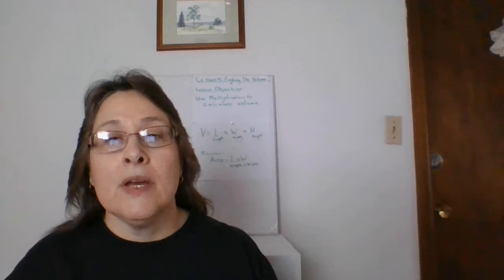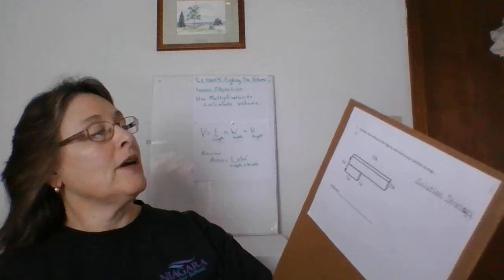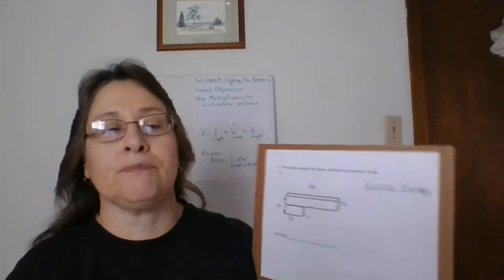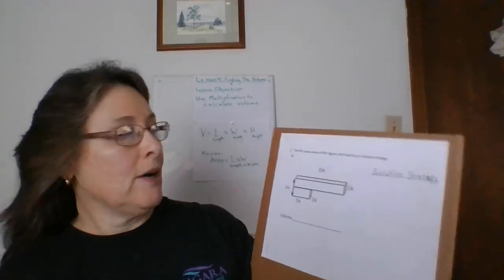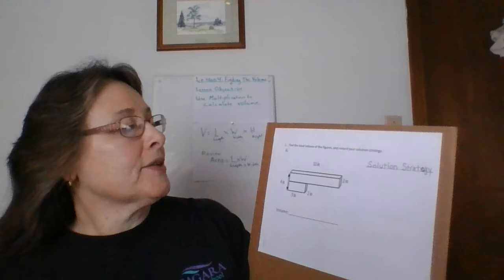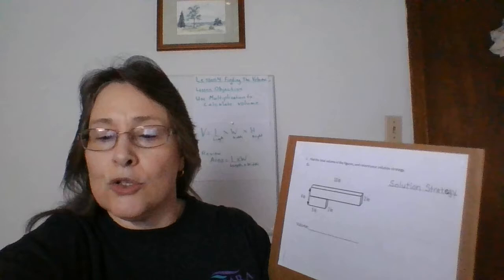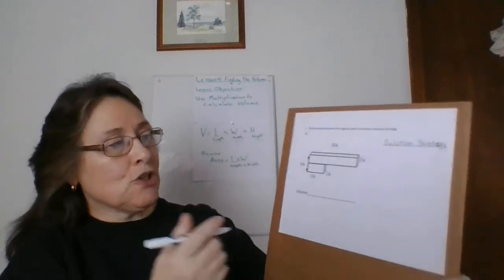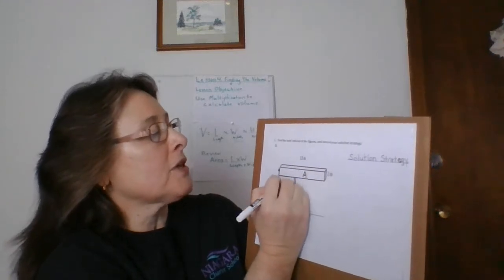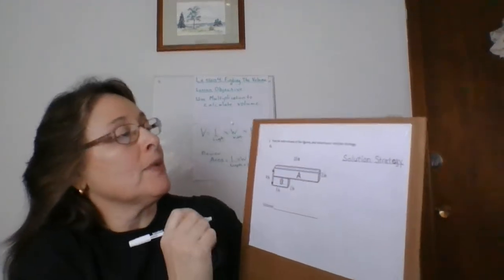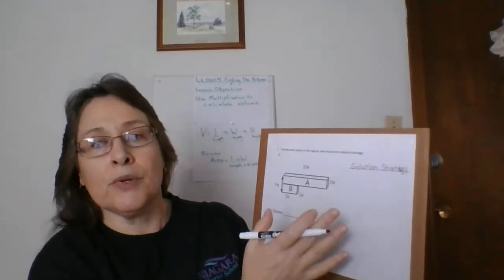Let's get started. Number 1 says, find the total volume of the figures and record your solution strategy. So number 1, in order to find the total volume, I need to find the volume of the two parts. So the first thing that I'm going to do is label each box. The first box I'm going to label box A. The second box I'm going to label box B. To find the total volume, I have to find the volume of the two boxes and then put it together.